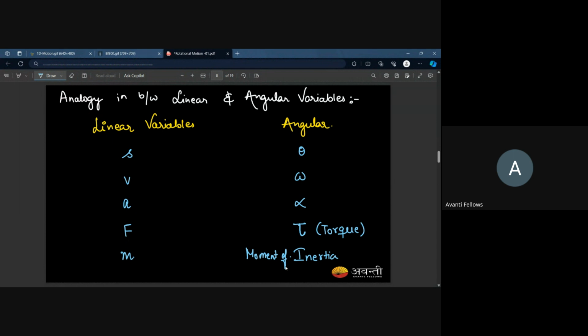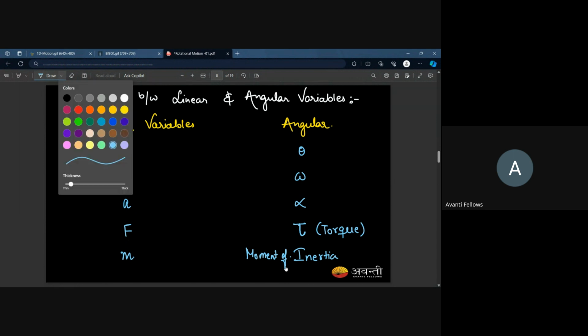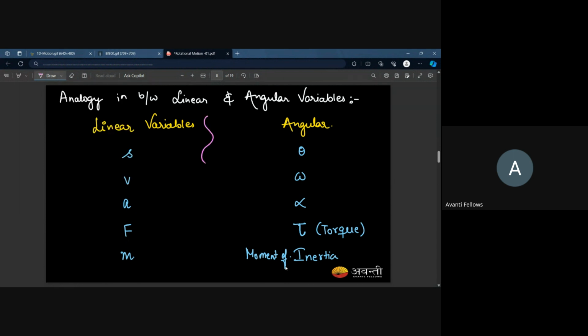And these are the analogies. They are doing kind of similar action. What linear displacement is doing in linear terms, in kinematics, the same thing, or similar at least, that function is carried out by theta in angular terms. Do we get this?